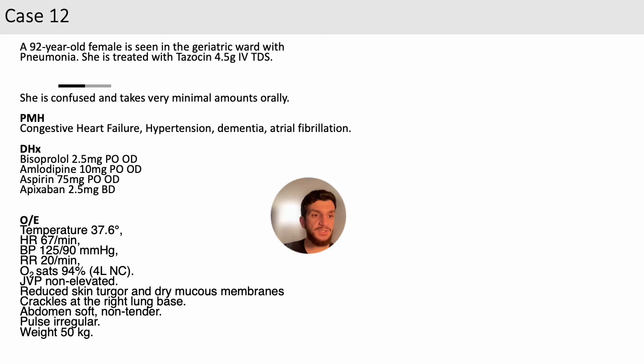On examination, we can see that she's apyrexial generally. Heart rate's not tachycardic. BP is 125/90, respiratory rate 20, O2 sats at 94%. She's on 4 litres of nasal cannulas. JVP is non-elevated. She's got reduced skin turgor and dry mucous membranes, crackles in the right lung base. Abdomen is soft, non-tender. Pulse is irregular, and the weight is 50 kilograms.